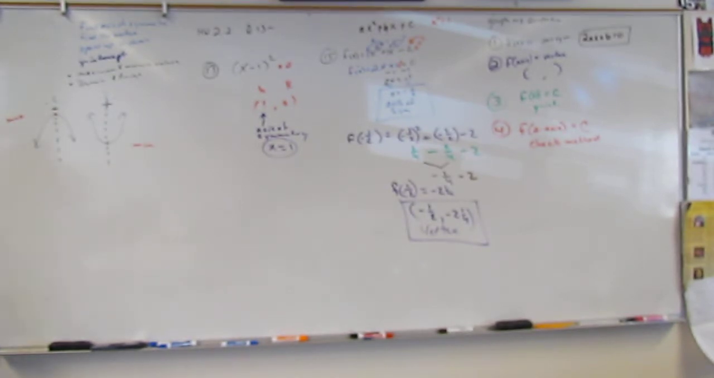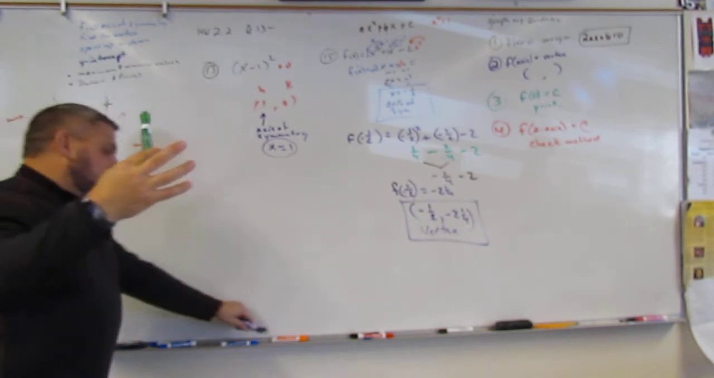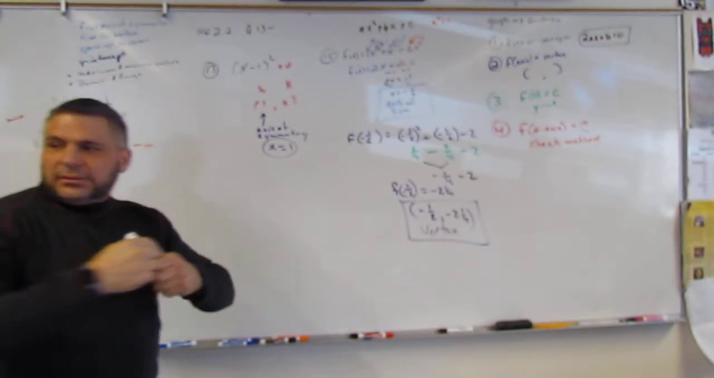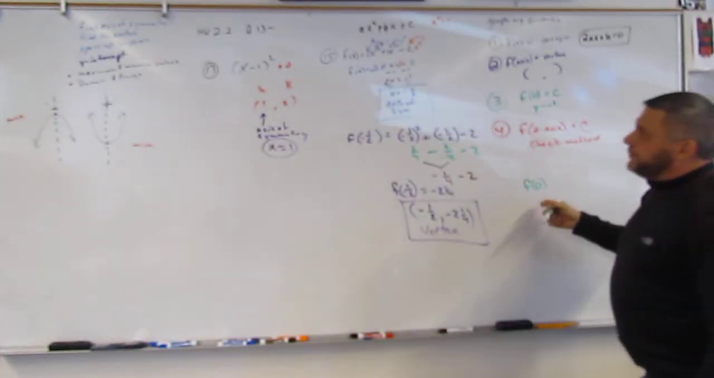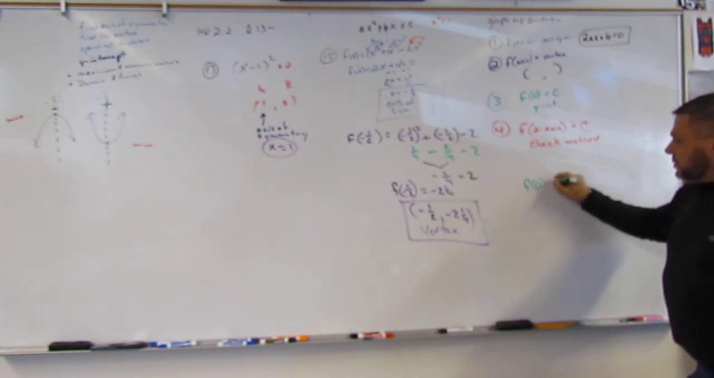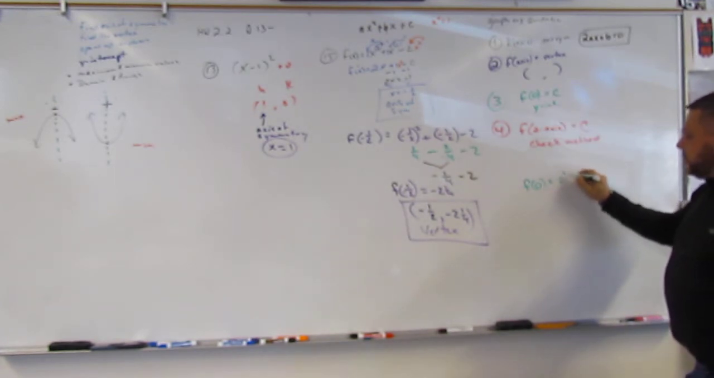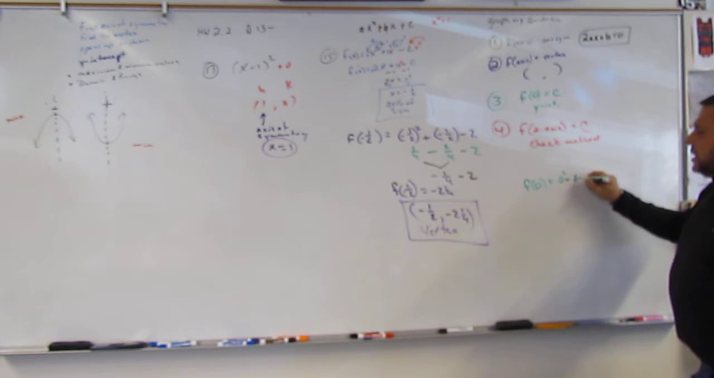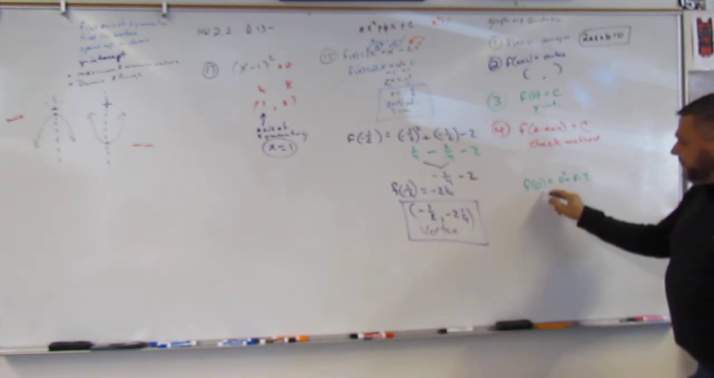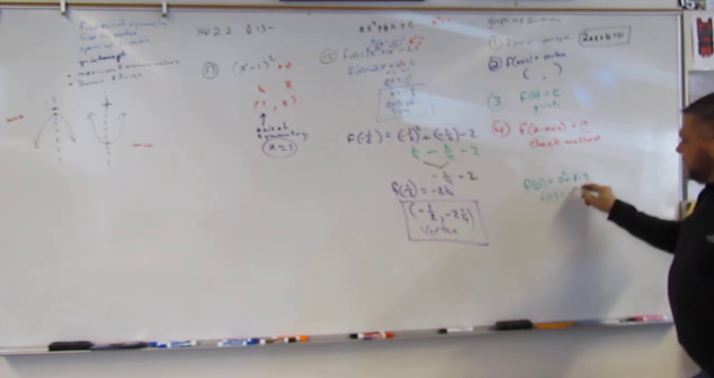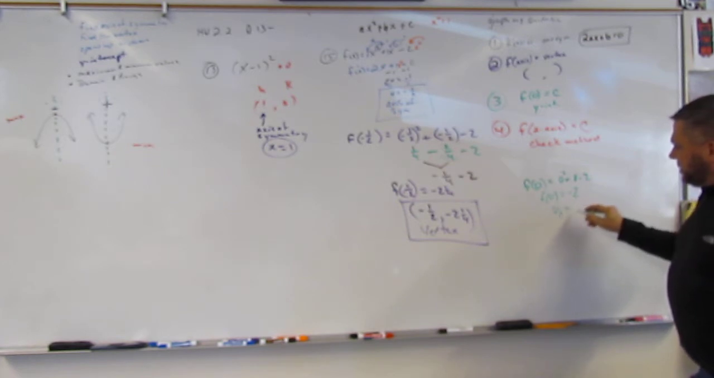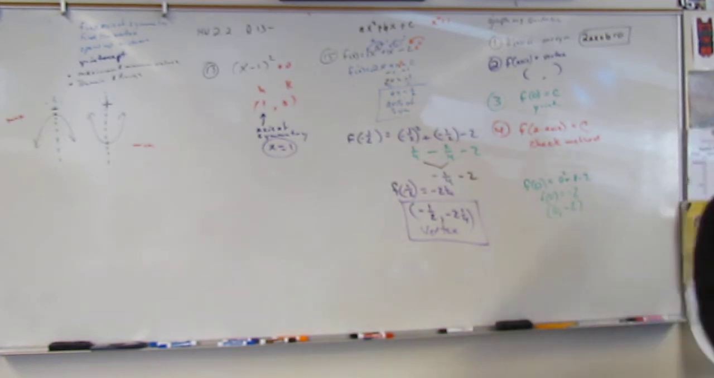How do we find our Y-intercept? That's the fun part. That's the easy part. F of 0: if I plug in 0, I get 0 squared plus 0 minus 2. F of 0 equals negative 2. My point is 0, negative 2. That was nice. That was easy.